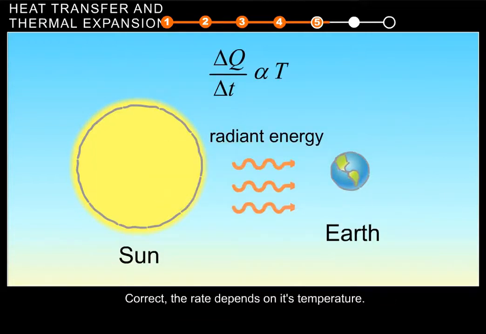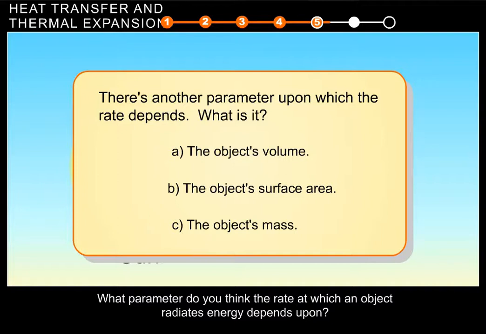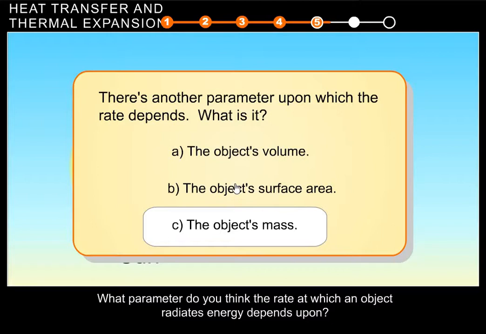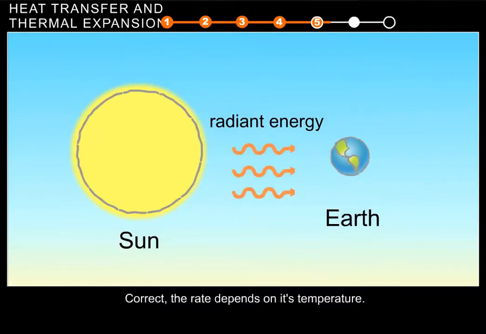What parameter do you think the rate at which an object radiates energy depends upon? Correct. The rate depends on its temperature. There's another parameter upon which the rate depends. What is it? Correct. The rate also depends upon the object's surface area.